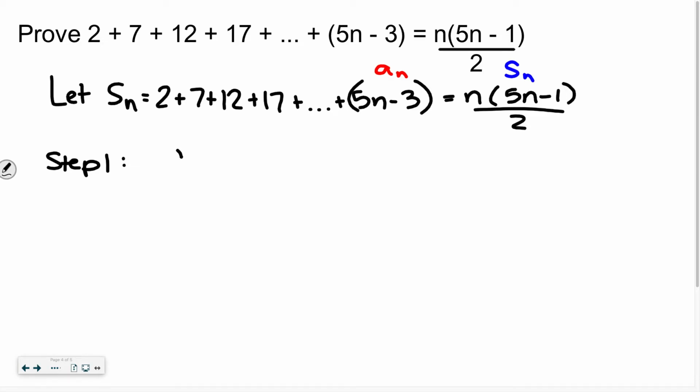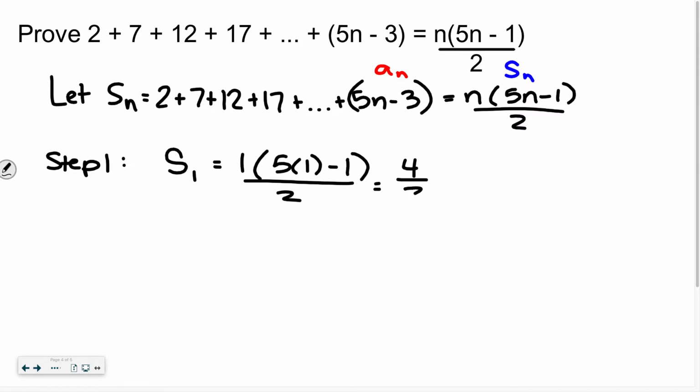Okay. So show your work. Label it. S sub 1 equals. Don't plug into the a sub n. Plug into the s sub n. Everywhere you see n, plug in 1. 1 times 5 times 1 minus 1 all over 2. This is going to be 1 times 4, which is 4 over 2, which is 2.